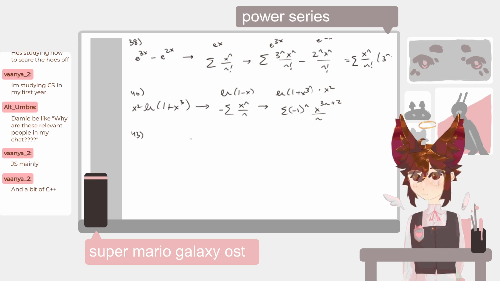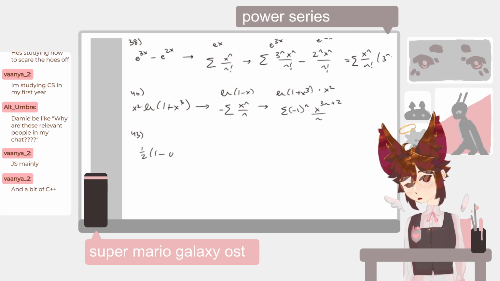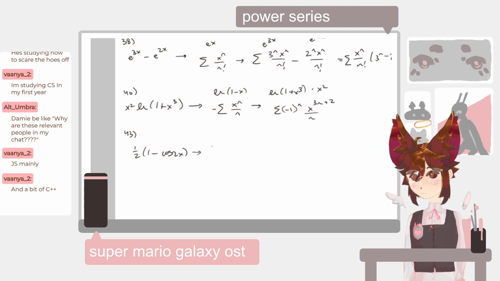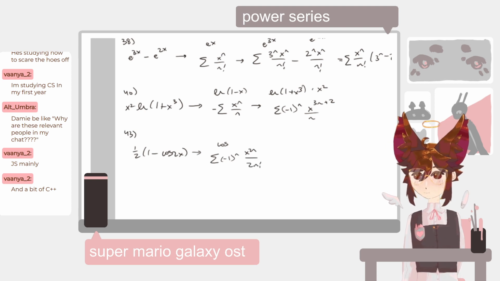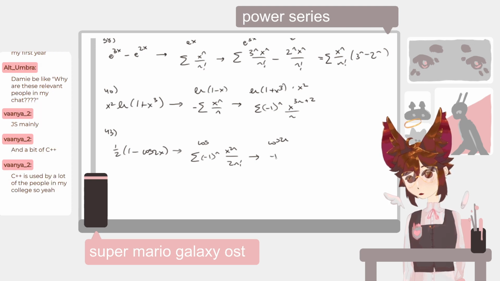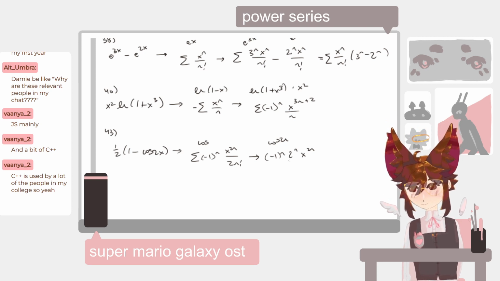Oh, they just gave a hint here. You're gonna do 1/2, 1 minus cos 2x. Ooh, that's so gross. Okay, so cos is -1 to the n, x to the 2n over 2n. Cos of 2x is -1 to the n, 2 to the n, x to the n. Ew, it's gross. It's evil.